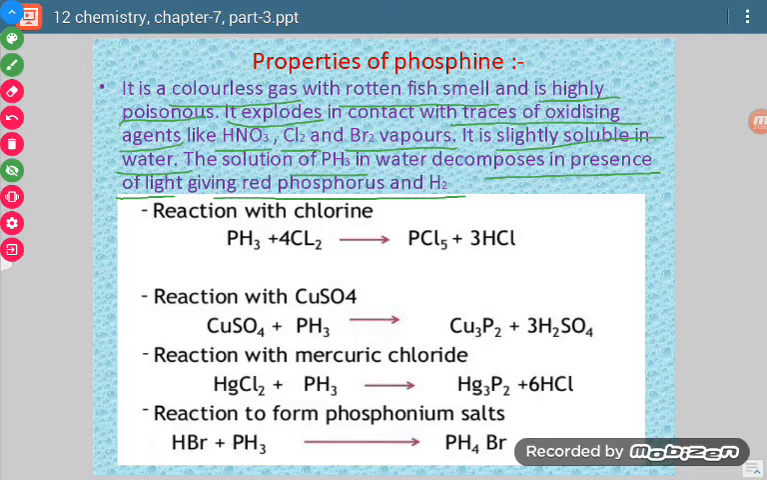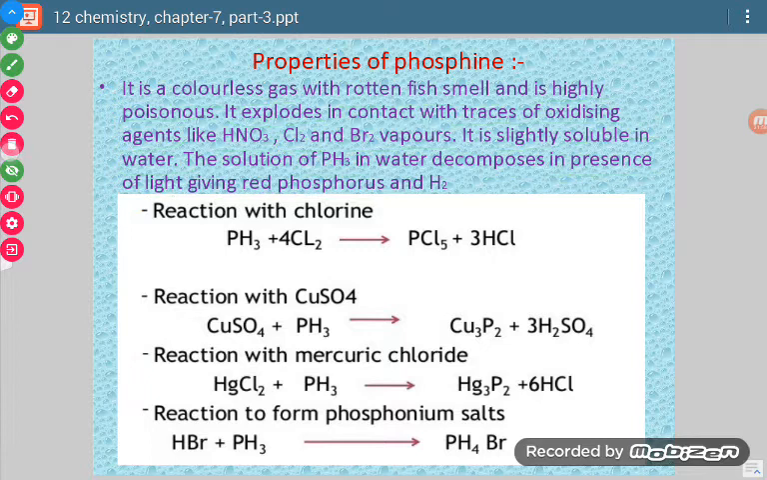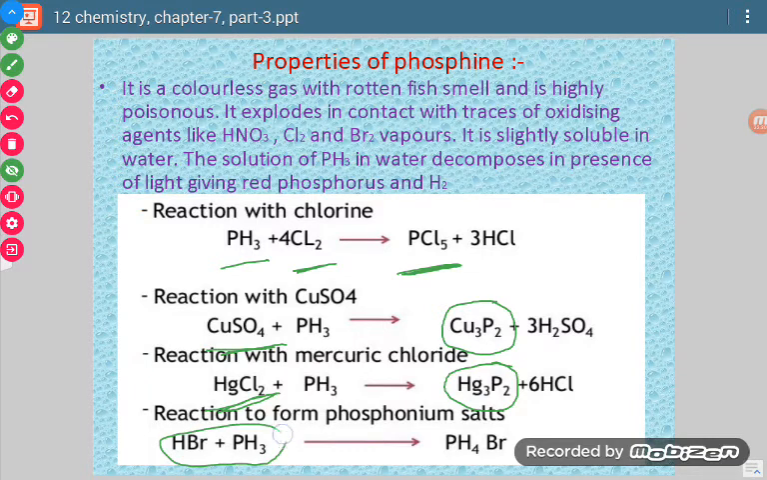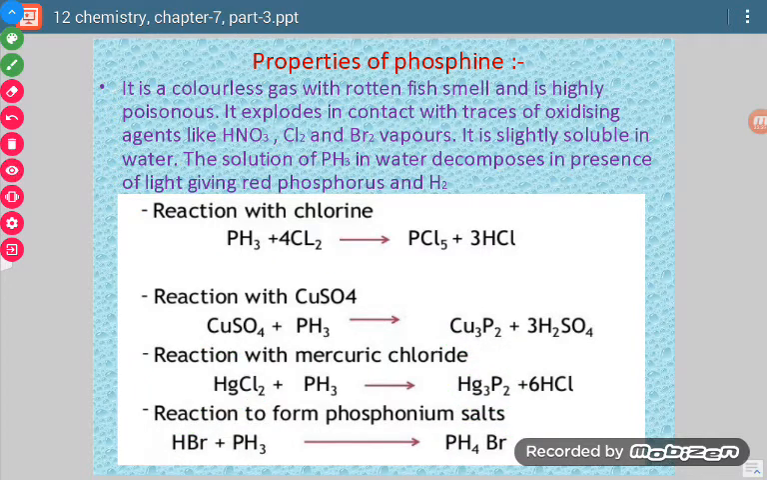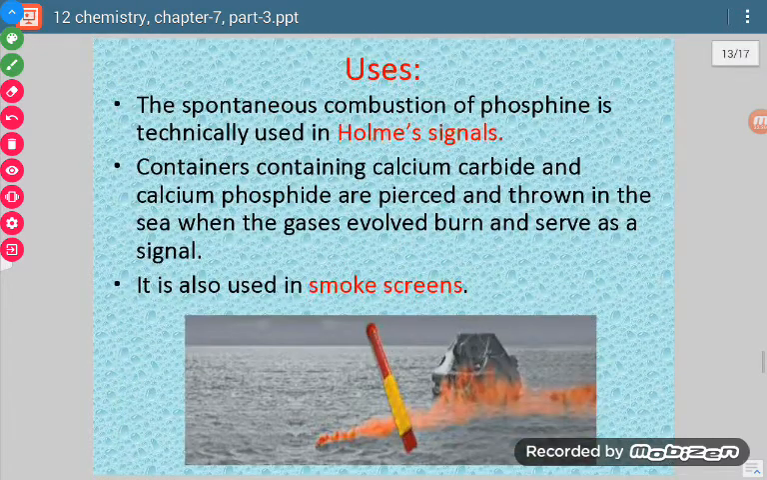Now let us see how it reacts with other compounds. Okay, now see, phosphine when reacts with chlorine, it forms PCl5. When it reacts with copper sulfate, it gives cupric phosphide. When it reacts with mercuric chloride, then it forms mercuric phosphide. And when it reacts with hydrobromic acid, then it forms phosphonium bromide. Just like ammonium bromide is there, there is formation of phosphonium bromide.